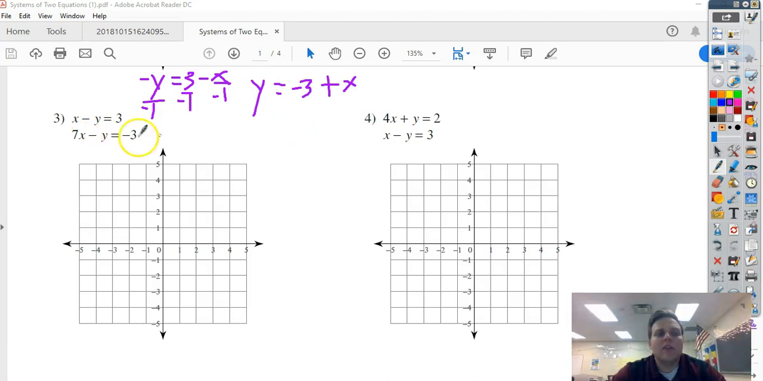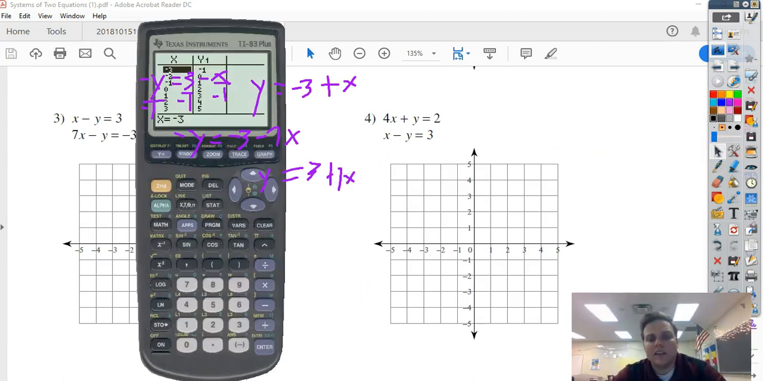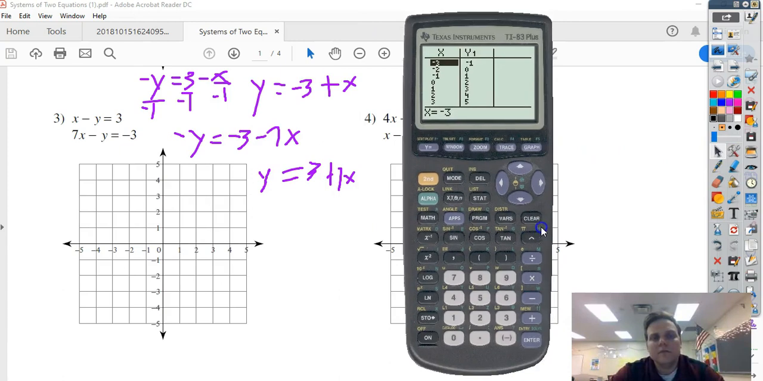We have to do the same thing over here. We've got to move the x over by subtraction, so we get negative y is equal to negative 3 minus 7x. Then we divide everything by negative 1 and we get y is equal to 3 plus 7x. Now we're ready to type each one into the calculator. We turn it on, and type negative 3 plus x, and then 3 plus 7x.